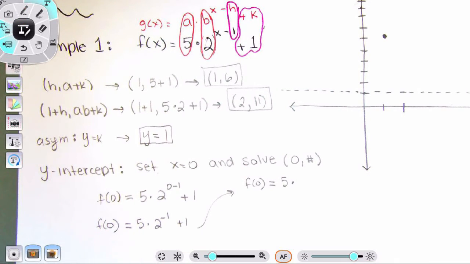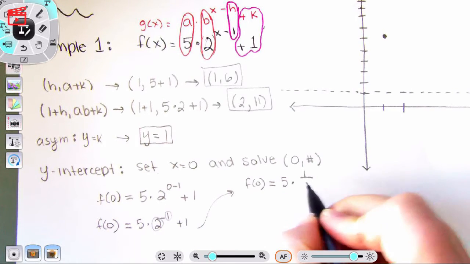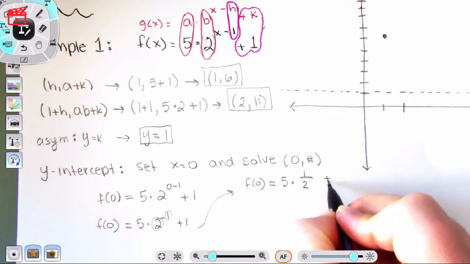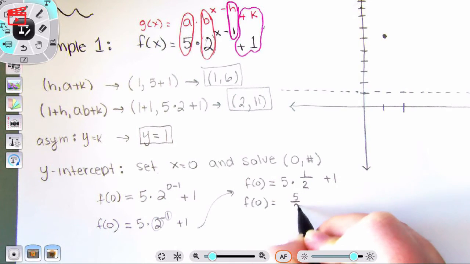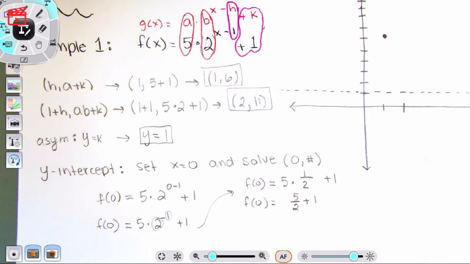When you have a negative exponent, that means your base and the positive version of that exponent belongs in the denominator. So I have 2 to the first power in the denominator. So now I have f of 0 is equal to 5 halves plus 1. How do we add fractions? So I'm going to show you a little trick.